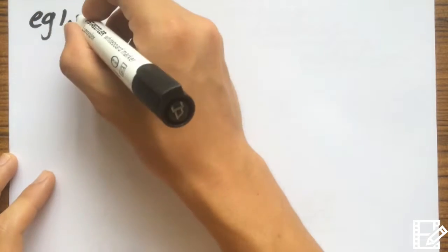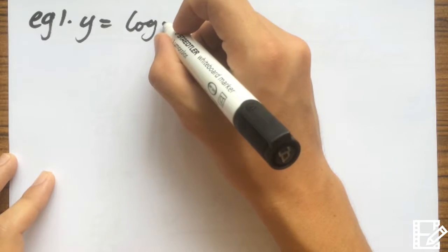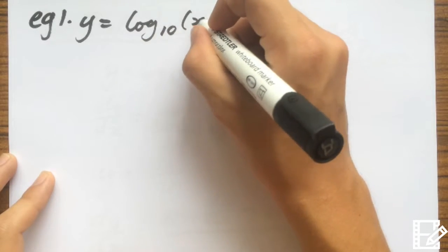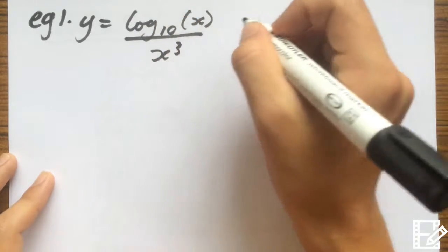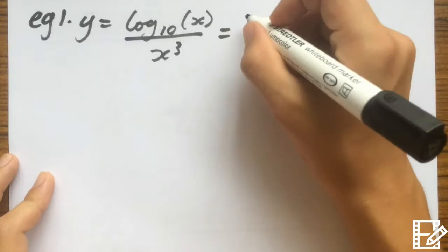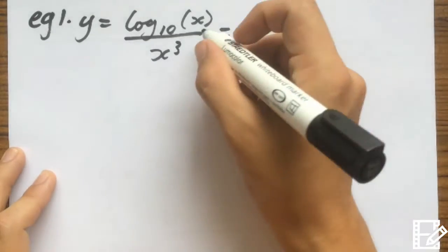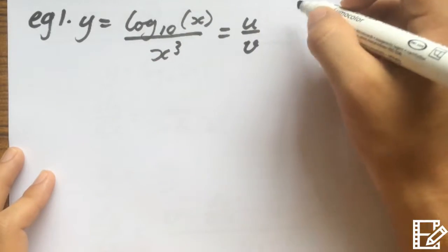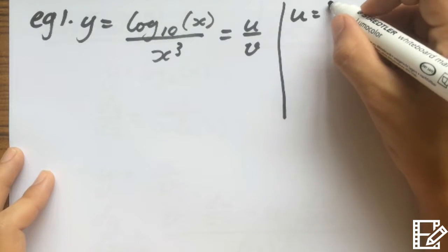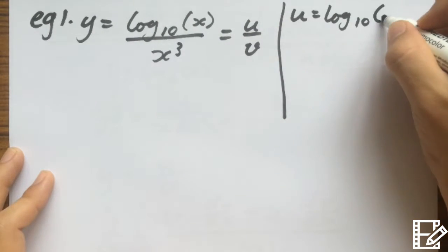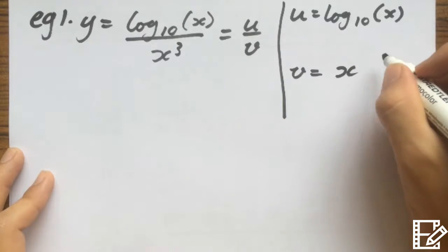Example 1. So we have y equals log to the base of 10, x, over x cubed. We have a function over another function, therefore we will label them as such. We'll label u as log to the base of 10, x, and we'll label v as x to the power of 3.